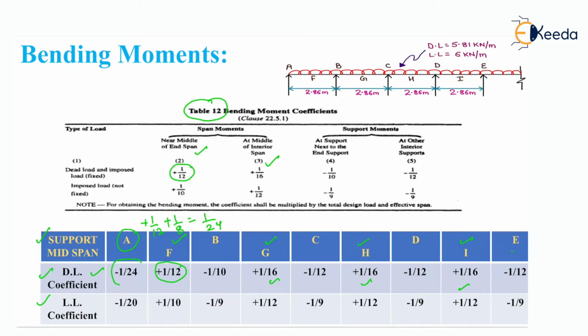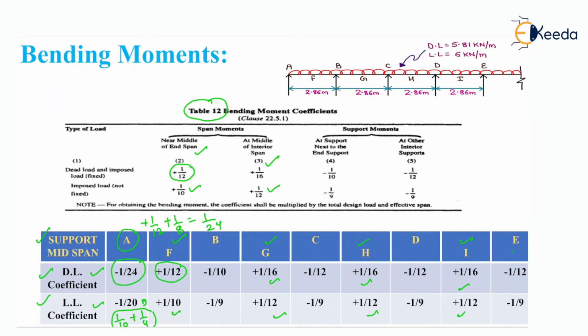Now the live load coefficient for F is plus 1 by 10 and for G, H and I is plus 1 by 12, and for A it will be the sum of 1 by 10, that is from F, plus 1 by 4 from WL square by 4. We will get the value as 1 by 20.